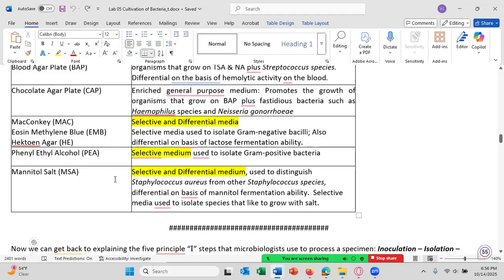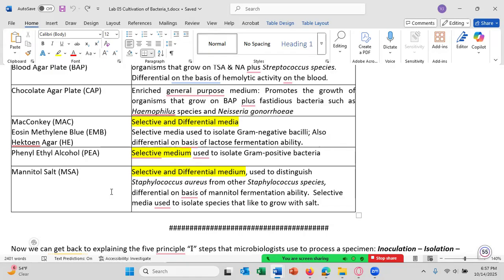But Staphylococcus aureus and Micrococcus luteus are already yellow, so you cannot tell by the colony color, but you can tell by the halo around the colony. It'll be a yellow halo. If it does not ferment the sugar mannitol, the halo around the bacteria will be the same color as the background of the plate, meaning the same color as the media in the background.